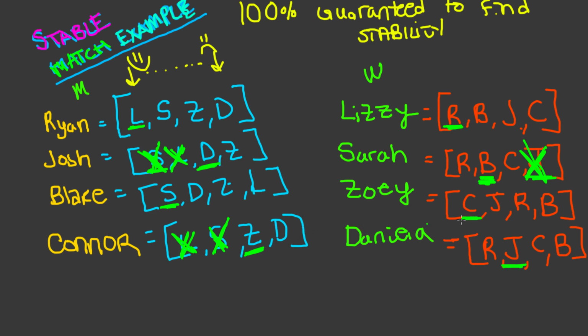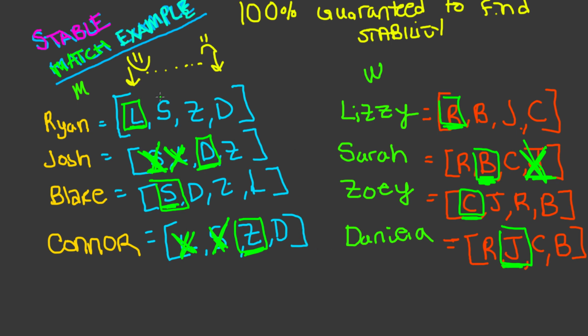So they tentatively accept. What you notice now is that the algorithm terminates when all the men, or all the people proposing, are completed. They're no longer tentative. So as you can see, Ryan is going to the dance with Lizzie, Josh is going to the dance with Daniela, Blake is going to the dance with Sarah, and finally Zoe is going to the dance with Connor. Now that there are no more free men, the algorithm terminates.